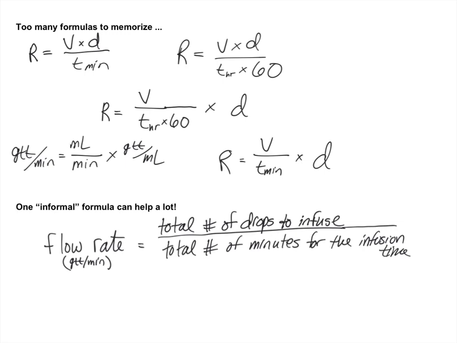So what we're going to do now is think about how do we calculate the total number of drops? Where's this coming from? And then we're going to put that together with the minutes. And with this informal approach, the total number of drops, the total number of minutes, we can reason our way through an IV calculation for a gravity set.